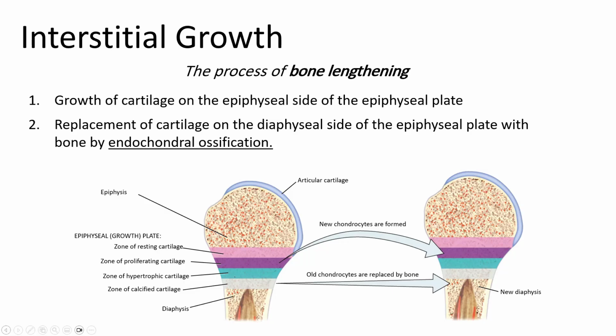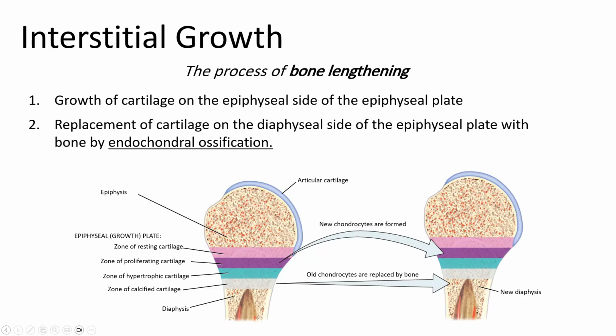Looking at this diagram, we have an epiphysis at the top, with the articular cartilage on the surface which articulates, or comes in contact with another bone. As we move distally along this diagram, we have 4 coloured regions which collectively represent the epiphyseal plate. As we keep moving distally, we have the diaphysis, or the shaft of the bone. Interstitial growth involves the following 2 major events. First, we have the growth of cartilage on the epiphyseal side of the epiphyseal plate, and then we have the calcification of old cartilage tissue.